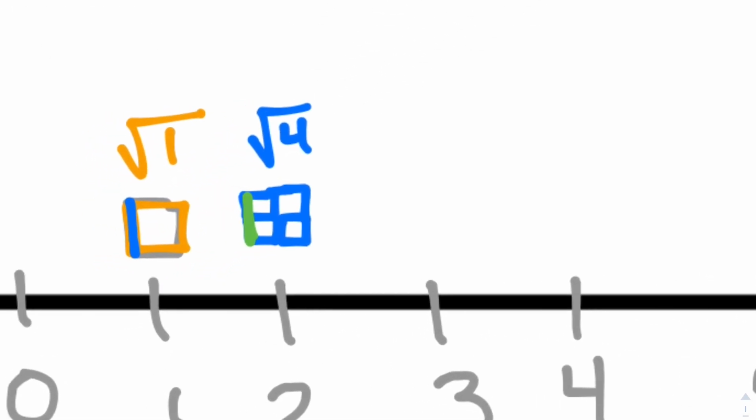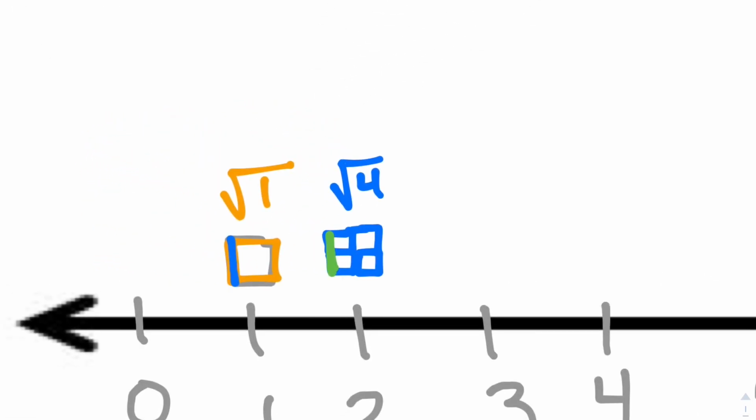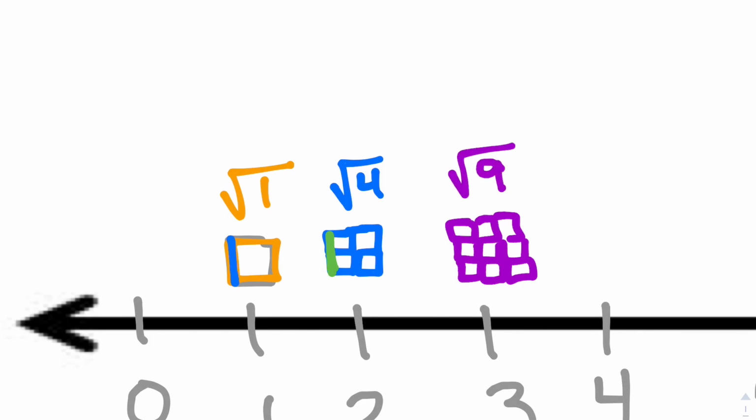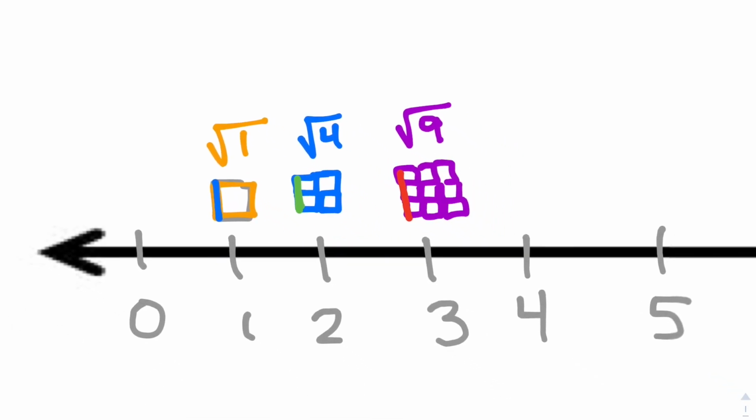All right, so the next perfect square that we can make isn't going to have 3 squares. It's going to have 1, 2, 3, 4, 5, 6, 7, 8, 9. Imagine those as being Cheez-Its. So we have the square root of 9. There's a total of 9 Cheez-Its. The root of 9 is 1, 2, 3. So we say the square root of 9 equals 3.